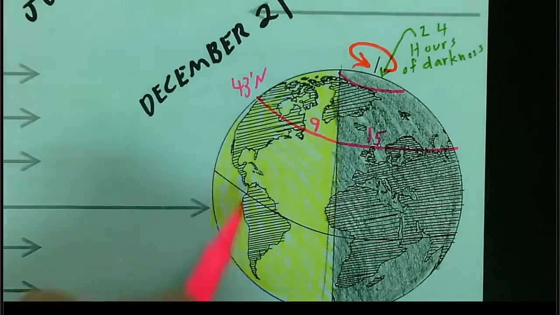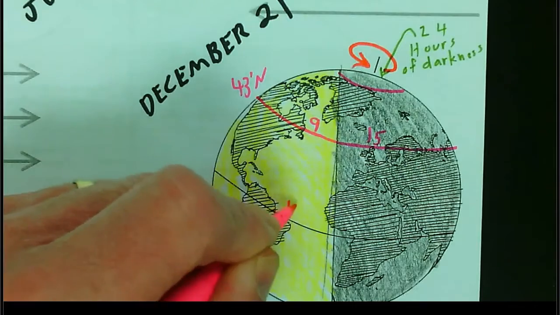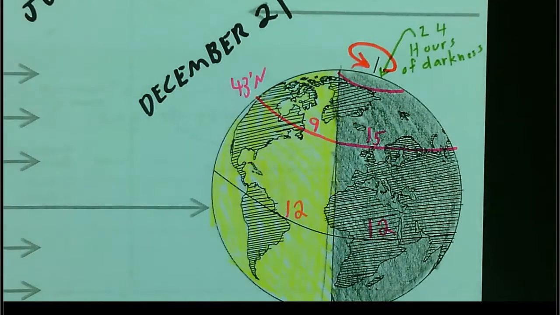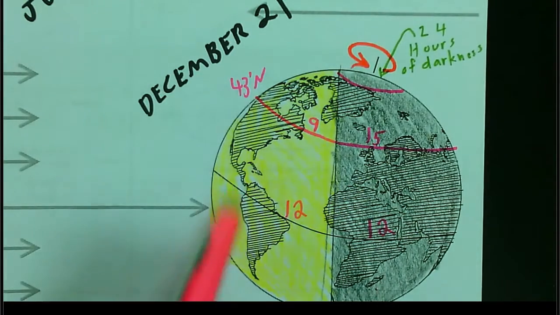We also looked at the equator, and the reason the equator is called the equator is everything's equal, 12 hours of daylight, 12 hours of nighttime. As a matter of fact, it doesn't matter what day of the year it is. The equator is going to get 12 and 12. So just think that in your head. Equator, equal, things are equal.